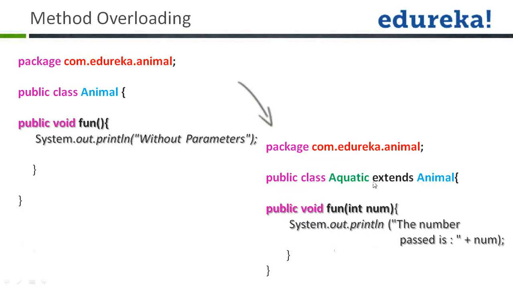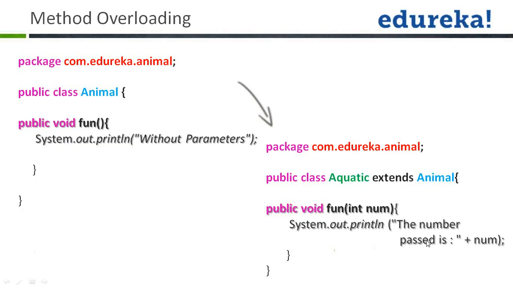In the second class, I extend the animal class and I'm declaring another function, public void function. Now this function is taking a variable, an argument, so we have changed the argument. The first one is not taking any argument, the second one is taking one. Here we are writing system.out.println, the number passed is this.